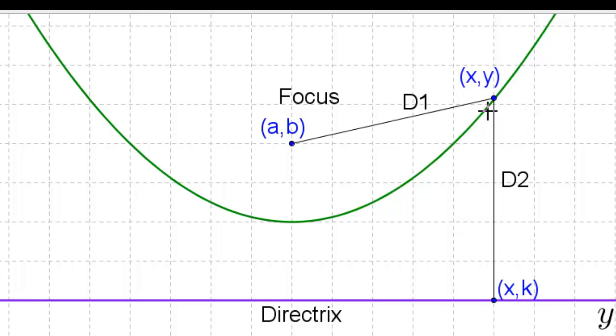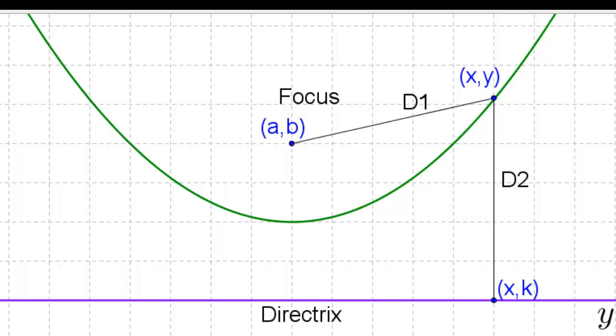Now if we look up here at D2, it's the difference between x comma y and x comma k. And since the x coordinates are always going to be the same, because we're going perpendicular here, it's the y coordinates that are the difference. So it's going to be y minus k. And that really is the square root of (y minus k) squared, because the difference in the x's is 0. So that distance also comes from the Pythagorean theorem. We're going to set them equal to each other because that's the definition of a parabola, where D1 equals D2.